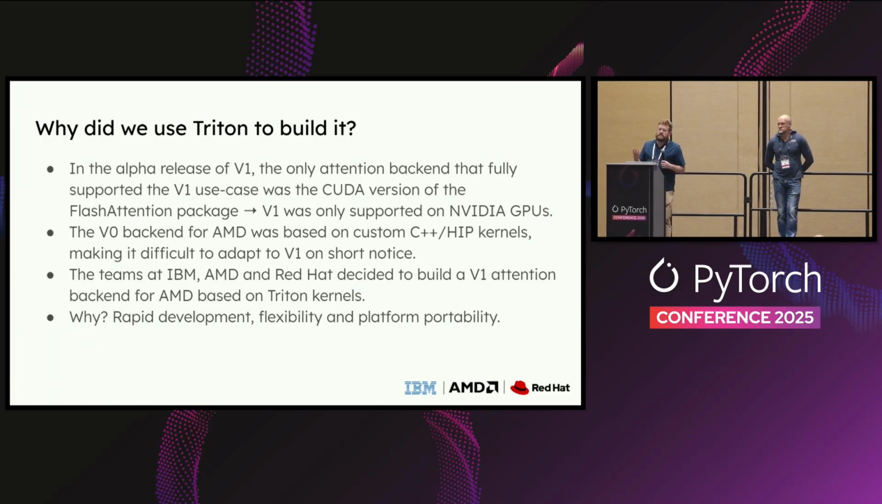So why Triton? Triton is super easy to be productive, right? You can write the kernels quickly, prototype them, benchmark them. They're also flexible, so when new models come out, you can adapt those kernels if necessary. And the Triton kernels are also portable across different platforms. And my colleague Burkhard is going to talk more on that topic later in this session today.